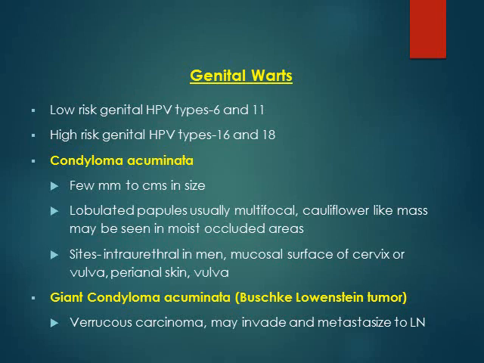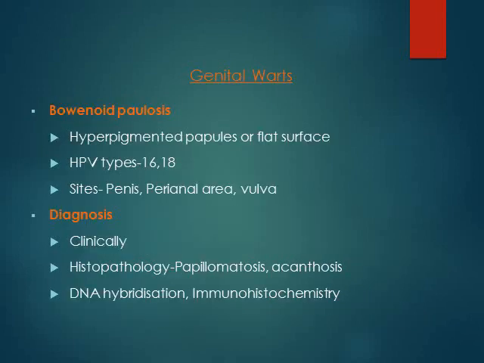Lobulated papules, usually multifocal and in occluded areas. Sites are usually intraurethral in men, the mucosal surface of the cervix or vulva, and perianal skin. Giant condyloma acuminata is also called Buschke-Lowenstein tumor, which is a bigger lesion, and may also lead to verrucous carcinoma and metastasis to the local lymph nodes.